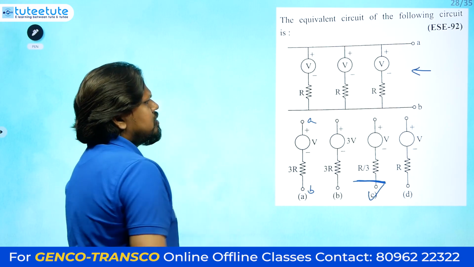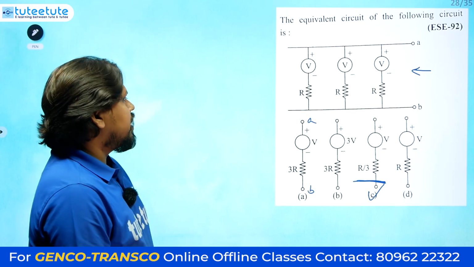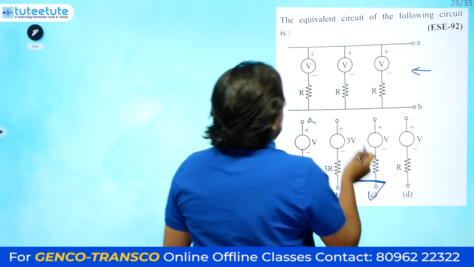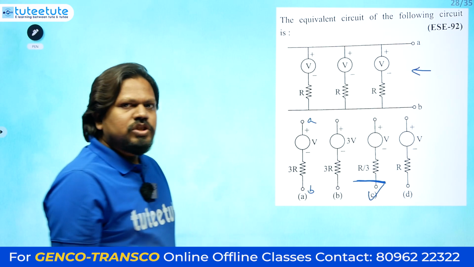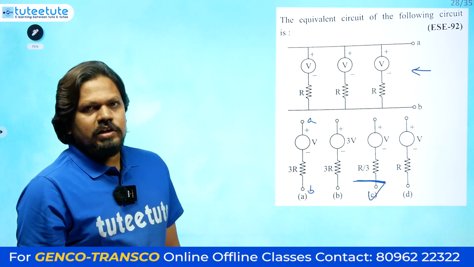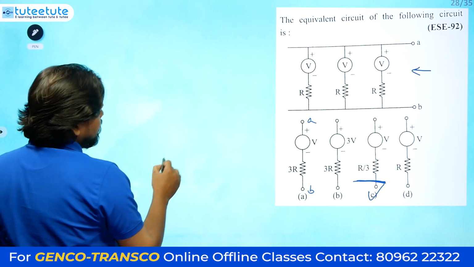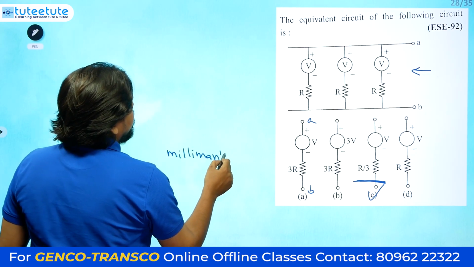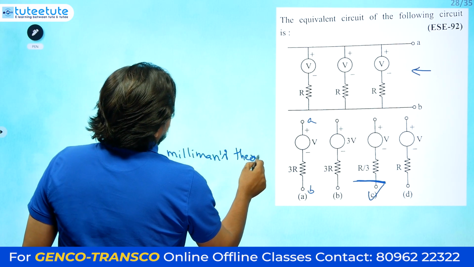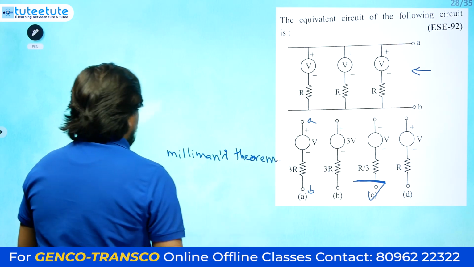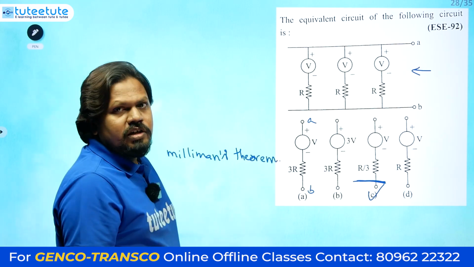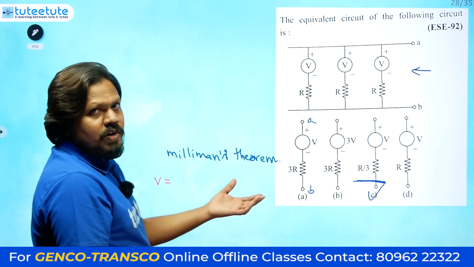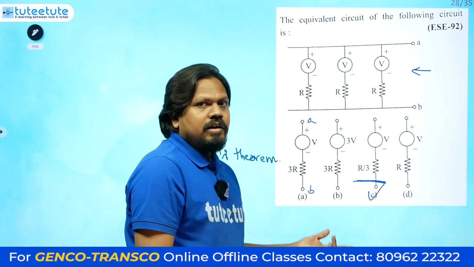Otherwise you can even calculate the voltage also. Between these two terminals, what is the voltage? If you check, you will get the voltage value also. Otherwise, what is this? It is nothing but Millman's theorem, also called the parallel generator theorem. So the complete voltage is given by formulas, and you can even apply them directly.